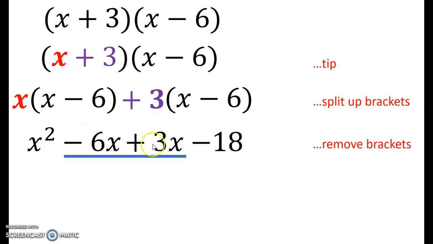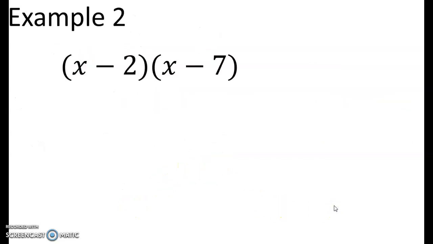So when the signs are different, take the small number from the big, so 3 from 6 is 3, and keep the sign of the big number, so minus. So that's going to be a minus 3x, and the other two just fall into line, x squared and minus 18. They don't have to be tidied up with anything. So that's that one. Another question here is x minus 2 times x minus 7, example 3 I think this should be called.